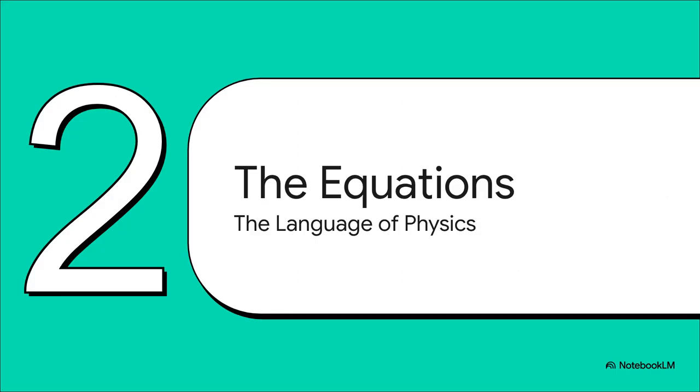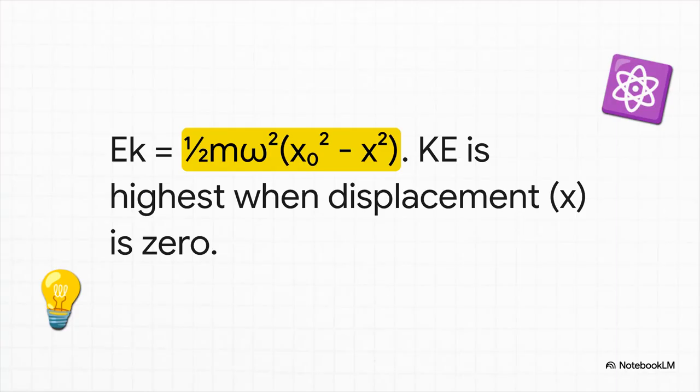All right, we've got the concept, we've got the visual. Now let's see how physicists capture this whole beautiful dance using the language of math. I know these equations can look a little intimidating, but trust me, they're just telling the exact same story we've been talking about. So this is our formula for kinetic energy. Don't get bogged down by all the letters. Just focus on that part in the parentheses. It's basically saying that your kinetic energy is highest when your current position x is zero, right in the middle. And as x gets closer to the maximum distance, x naught, that whole term gets smaller and the motion energy vanishes. The math just proves what we saw with the swing.